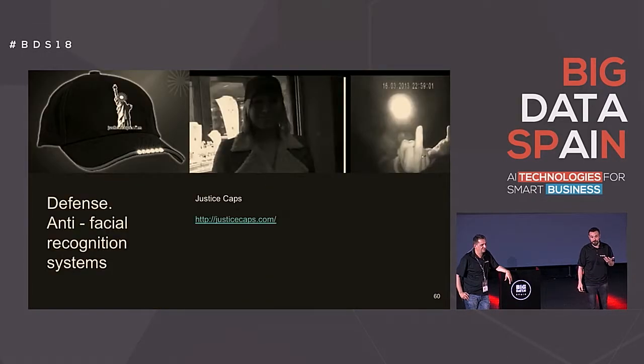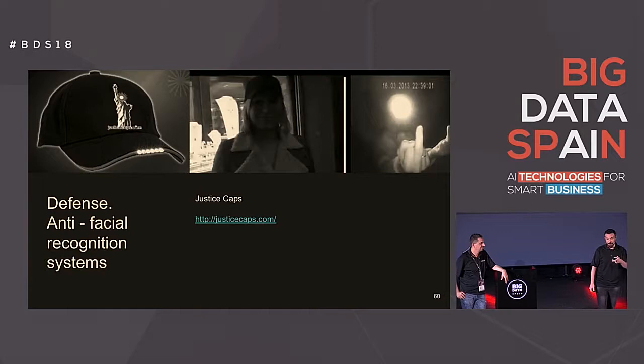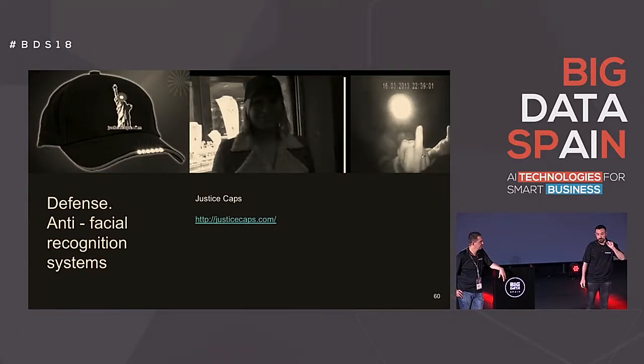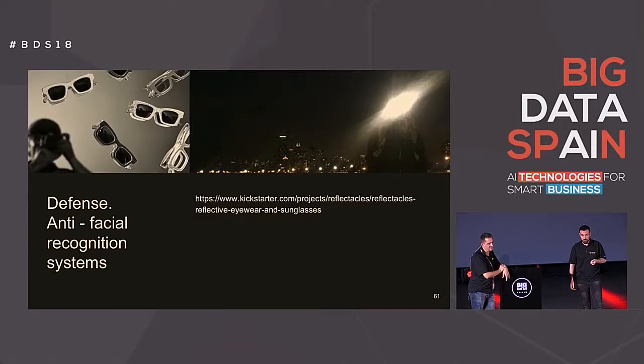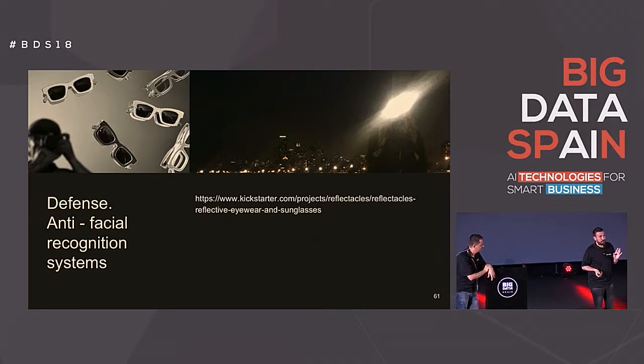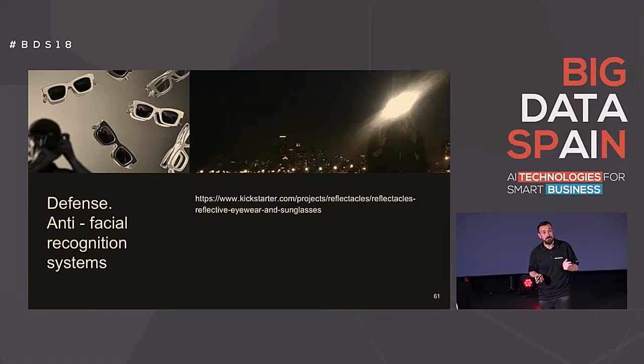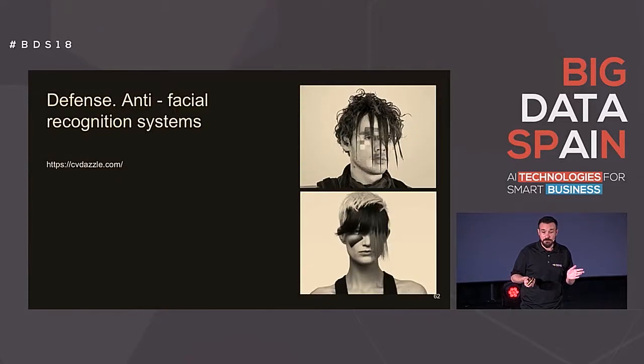What can we do to defend against this? You can spend money and get this cap, which is trying to blind the cameras. But you need to wear the cap all day, and you need to pay for it. This cap works properly with night vision cameras because the LEDs are infrared. Another way, you can just buy sunglasses. It's better, and cheaper. Or even if you don't want to spend anything, you can use this kind of defense. It's a little cyberpunk, but maybe you can do it.